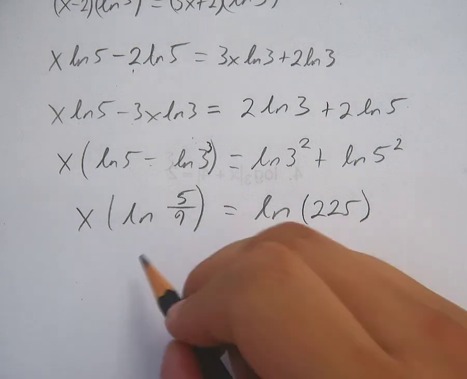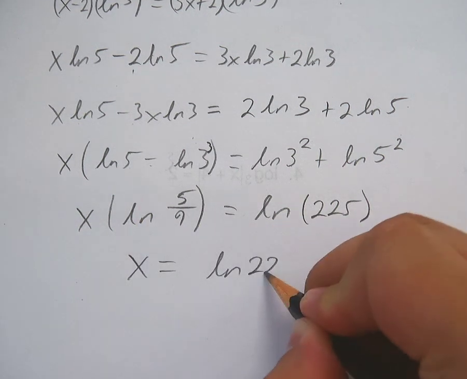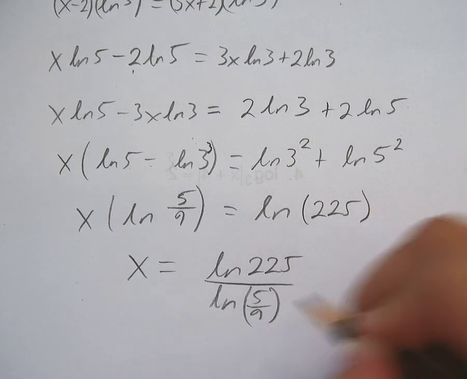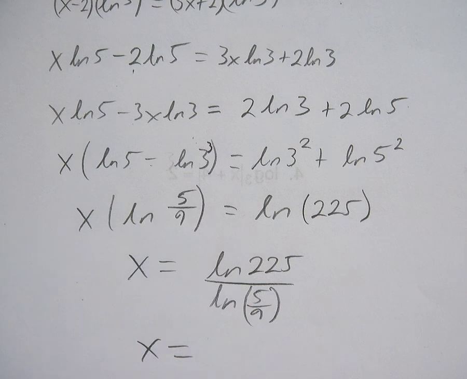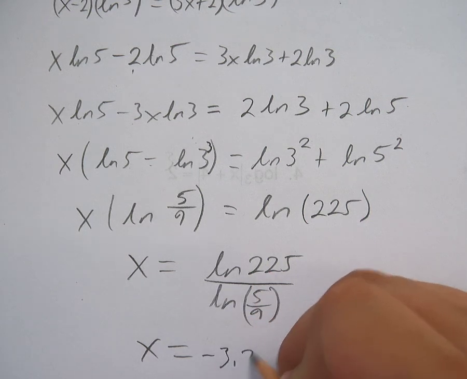And then divide it over. X is equal to the natural log of 225 divided by the natural log of 5 over 9. And that is going to be natural log 225 divided by the natural log of 5 divided by 9. And that is going to be negative 3.212.